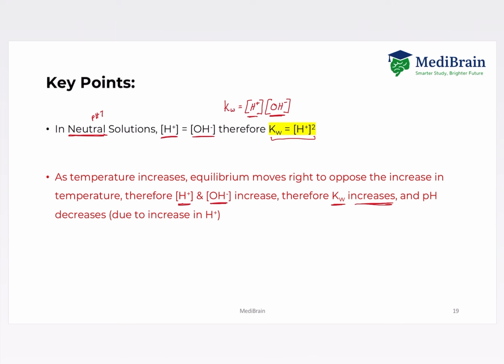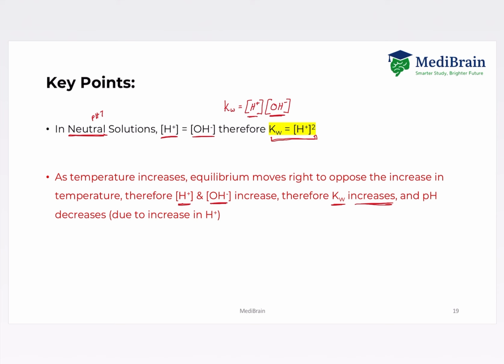Okay, so because we're increasing the number of hydrogen ions, remember Kw was H plus squared, and we've got a neutral solution, the pH will decrease. Kw will increase because we're favoring the forward reaction. However, the pH itself would decrease because if we're shifting forward, the number of hydrogen ions in solution will increase, therefore causing the pH to decrease. We're referring to this expression. We're assuming that there's an equal amount of hydrogen ions and hydroxide ions in solution.